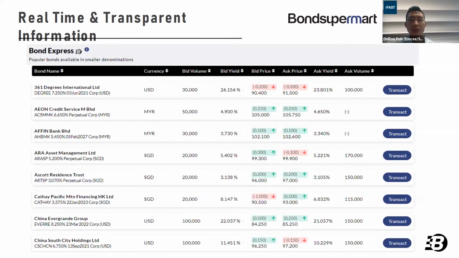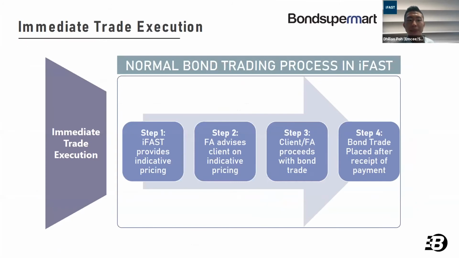Bond Express, we just update all our prices on a daily basis, right? You can see we offer bonds in various currencies, in various issuers, and of course in varying yield levels as well. Okay. So then the next one is the immediate trade execution process.